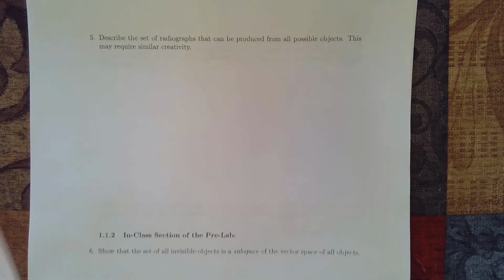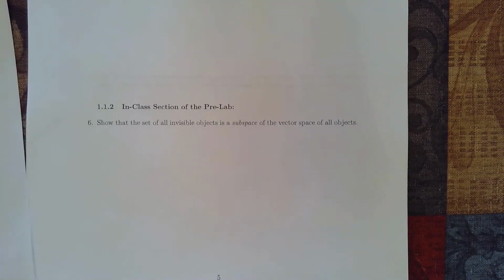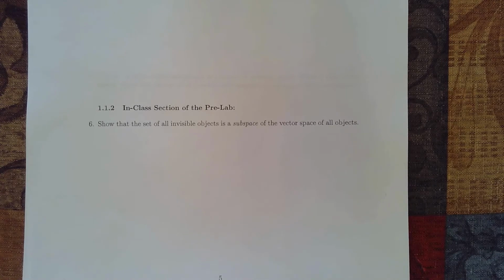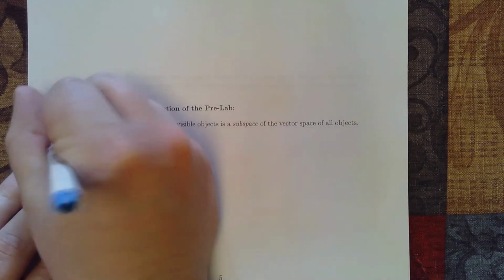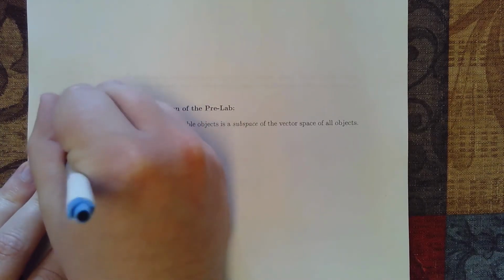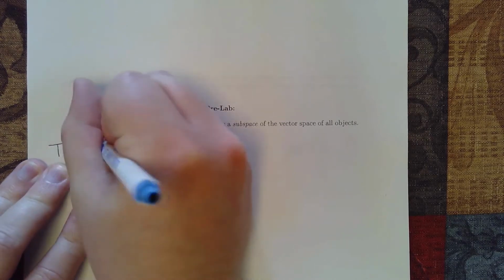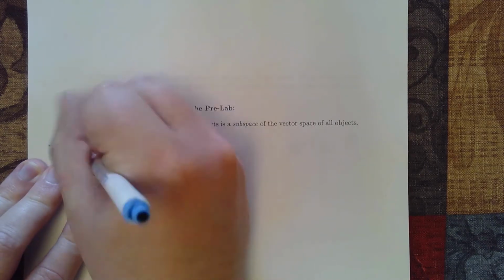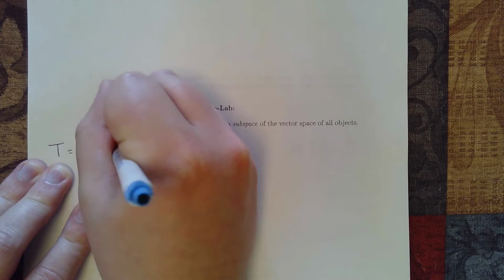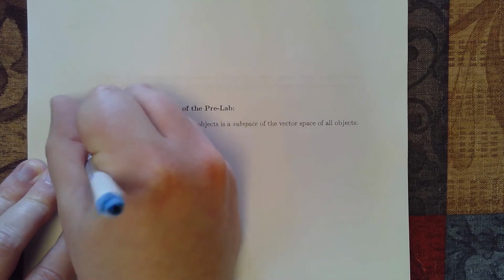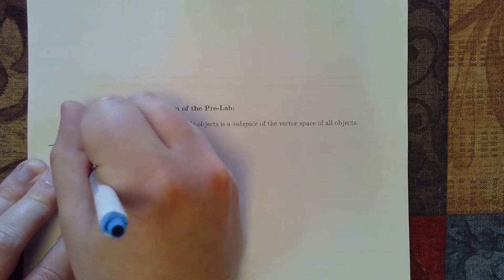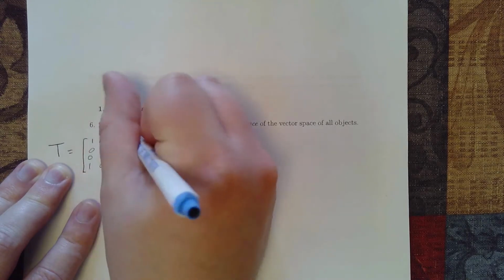So I'm going to skip to what would normally be the in-class section of this, and I'm going to write our transformation matrix here. T is 1 1 0 0, 0 0 1 1, 0 1 0 1, and 1 0 1 0.